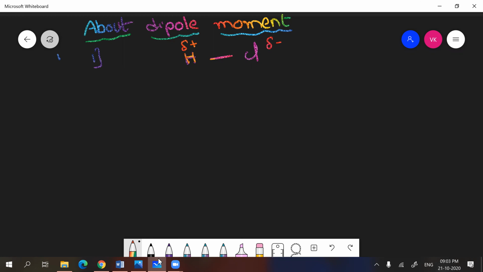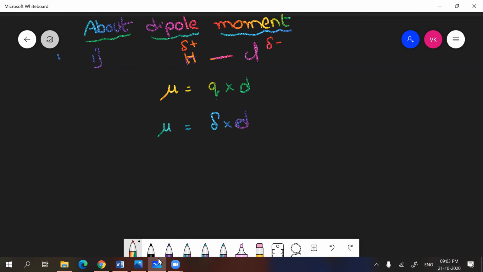In such cases, we can define dipole moment. So when the molecule is existing with a dipole moment, it can be calculated by using a simple formula: Q times d, where Q is the charge, the charge which is separated here, and d is the distance between the charges. And one more formula we can use here, that is delta times distance.